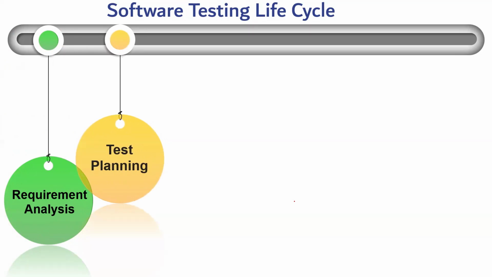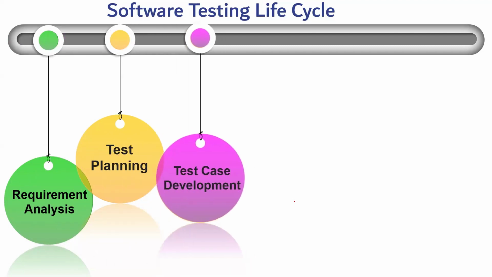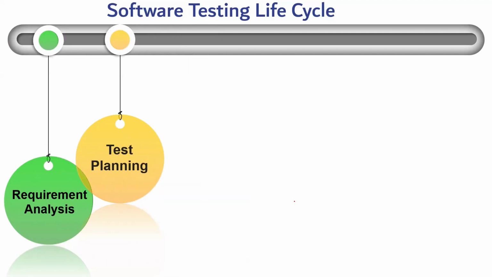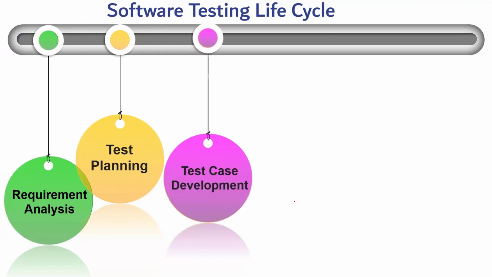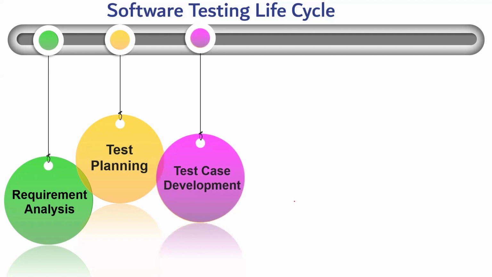What we will do? We will go to the test planning. Once the test planning is done, then we will go to the test case design. Here, once the requirement is clear, we will plan our testing. That means how many testers we have, how to complete this testing, and so on. Once the test planning is done, then we will go for the test case development. We will write the test cases based on the requirement we got.